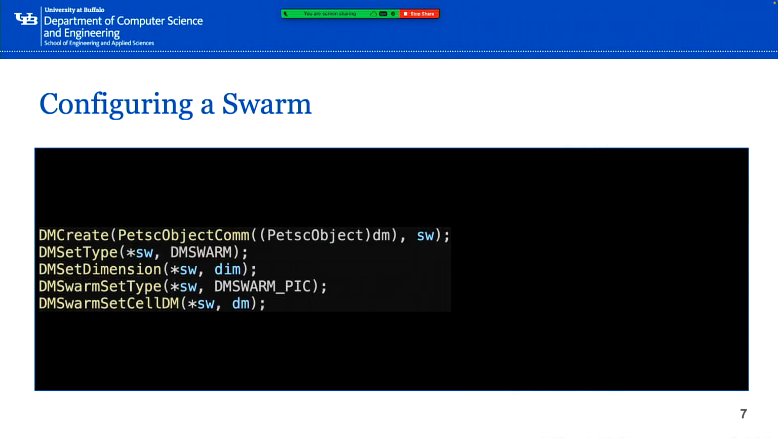All right, so I want to give just a basic top-level overview of what this actually looks like in code. The same way you would any other DM, DM create, set the type to DM swarm, give it a dimension, and if you want swarm pick, do set type DM swarm swarm pick, and then DM swarm set cell DM. That tells the DM swarm what it's actually going to use as its backend. It'll make a switch between some of the things it wants to do based on whether or not you've got a structured or unstructured grid. So DMPlex, DMDA. Those are supported separately in their own implementations.